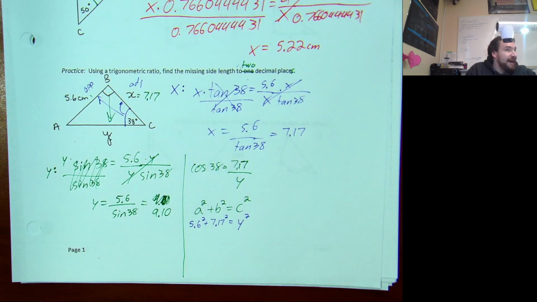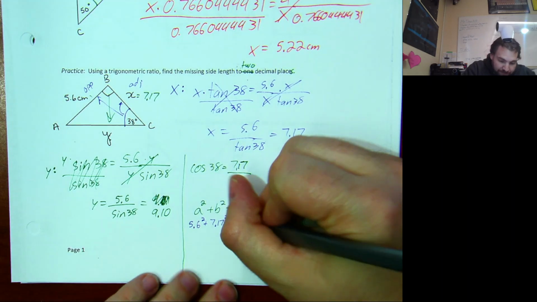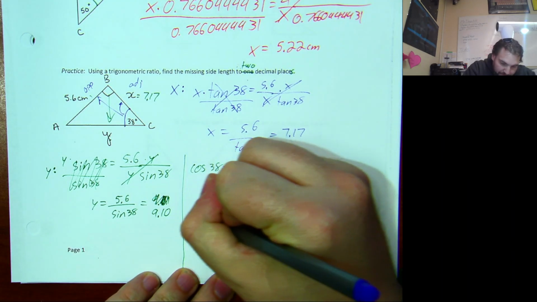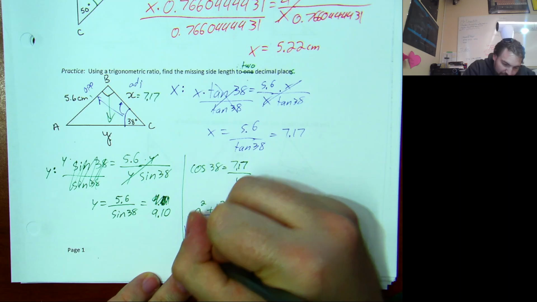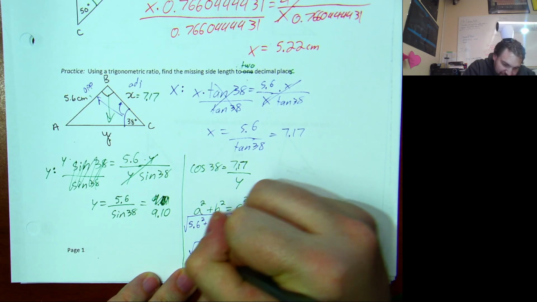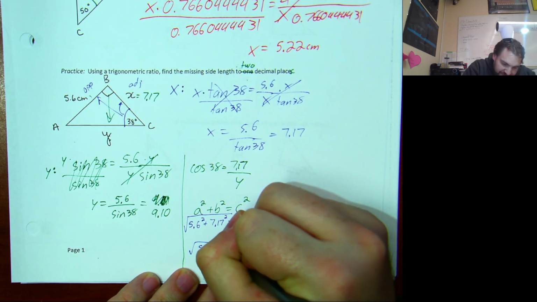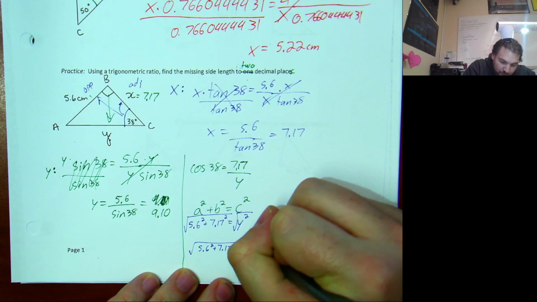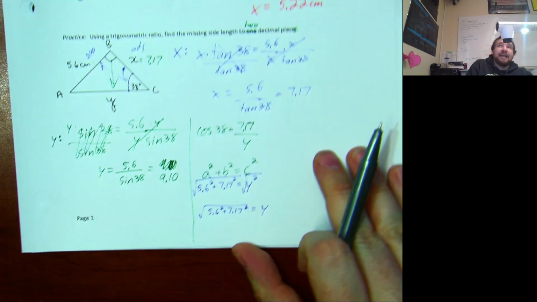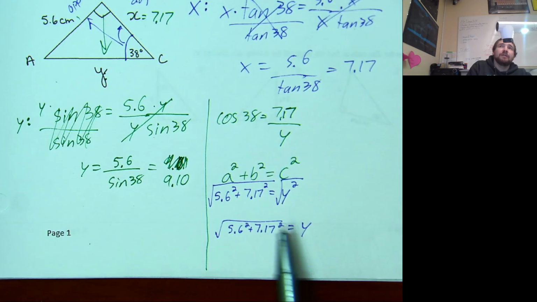How do I get y by itself? What am I going to do? I have y squared. What's the opposite of squaring something? Square rooting something. So the square root of 5.6 squared plus 7.17 squared is going to equal y. And now this thing I can punch into my calculator. It's 9.09.